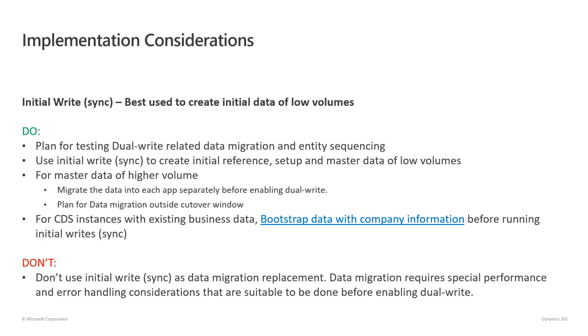We support different scenarios. You can be coming with a fresh finance and operation and CDS instance without any data, or you could be coming with a CDS instance with existing business data. Now, if you are on the latter, before you can actually use dual write with that CDS instance, you need to bootstrap this data with some company information before running the initial writes. We have already provided some sample .NET code that allows you to do that company bootstrapping, and we have some documentation around that in this link.